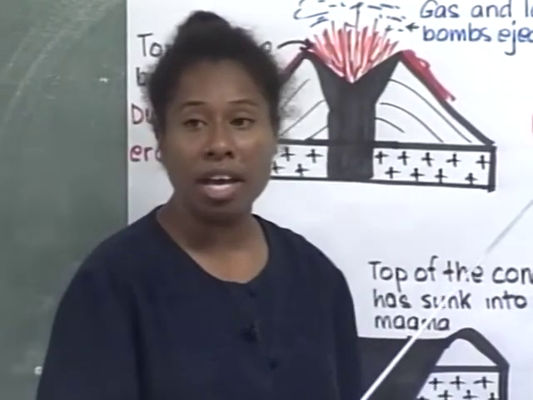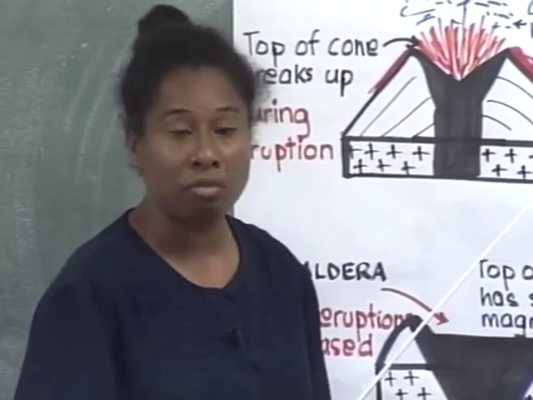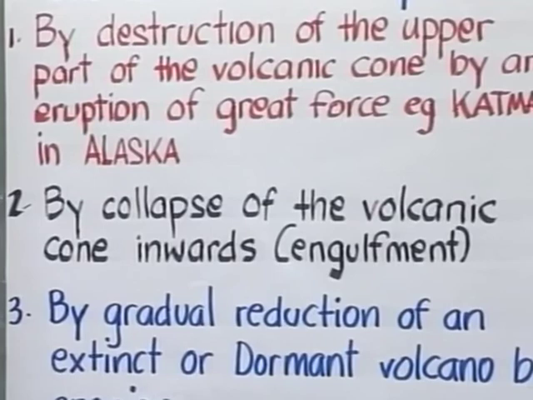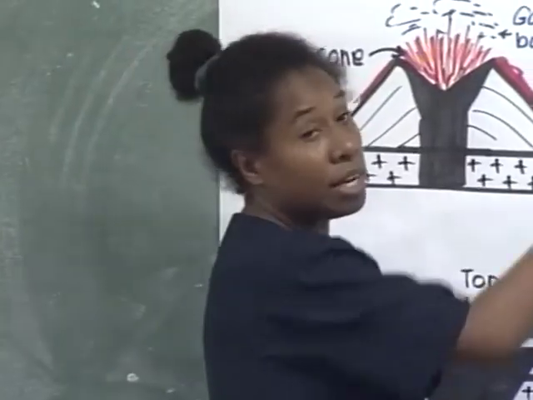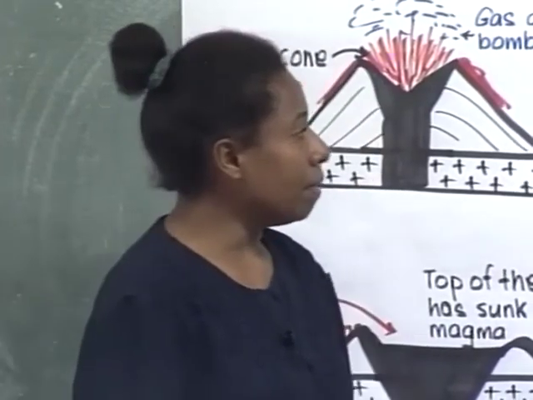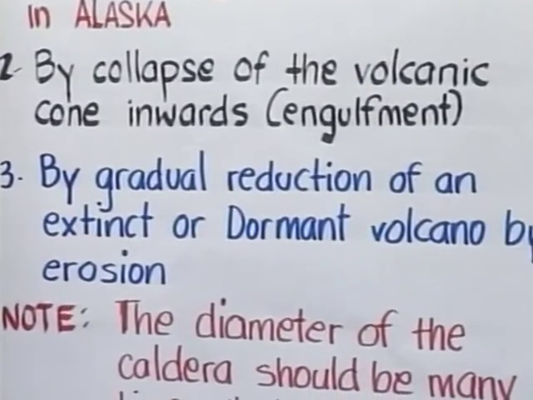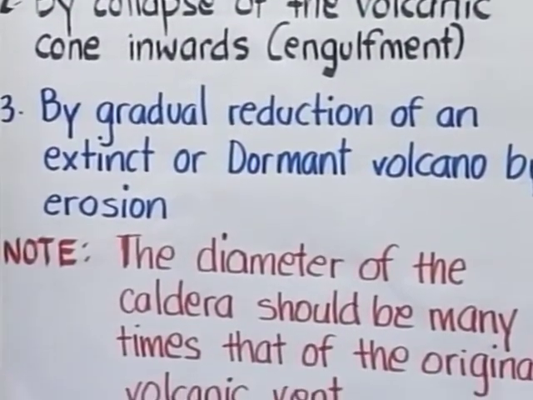You can also have fault lines or weak areas where the fault lines are created, resulting then in the engulfment of the upper cone or the cone at the top. And when that happens, a caldera is created. Finally, a caldera can be formed by gradual reduction of an extinct or a dormant volcano through the process of erosion.